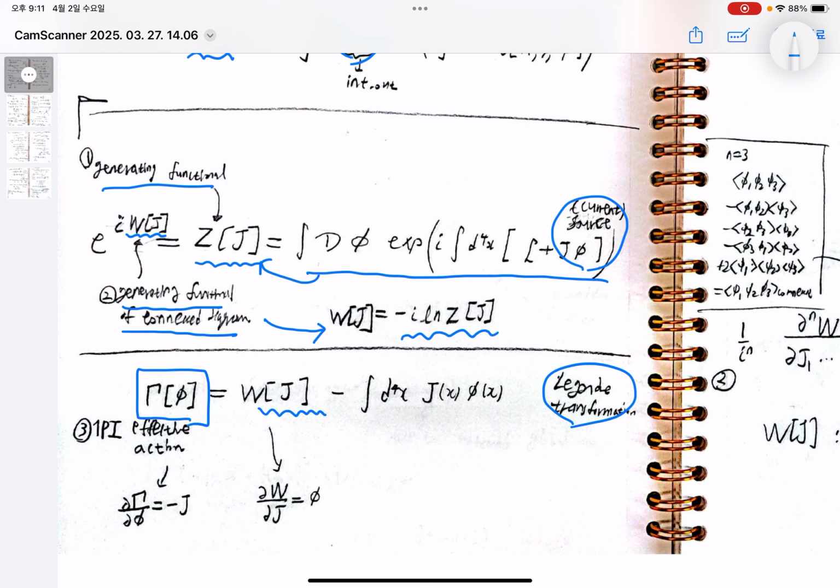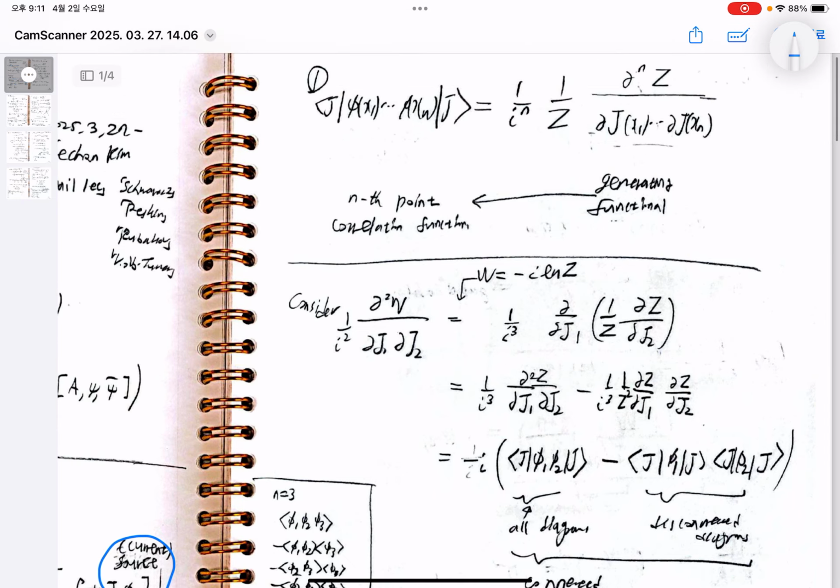The generating functional originally has the source J as its variable, but after the Legendre transformation, it explicitly depends on the field, giving the 1PI effective action. And as you already know, the Legendre transformation has the following properties, like the relation between the Lagrangian and Hamiltonian or the thermodynamic formalism. The first derivative of the generating functional with respect to the source term is phi, and the derivative of the effective action with respect to the field is minus J, with the relative minus sign.